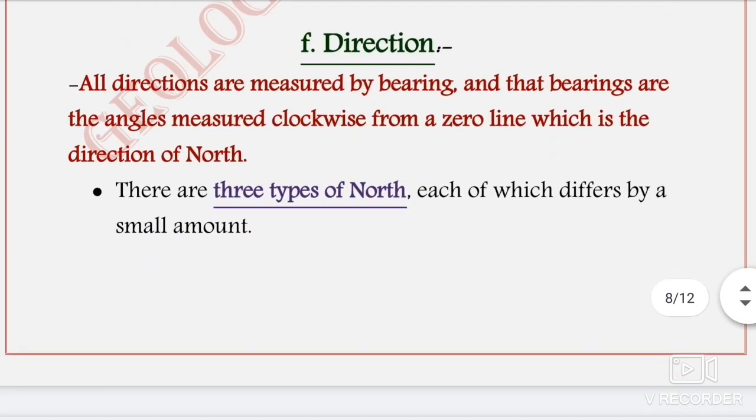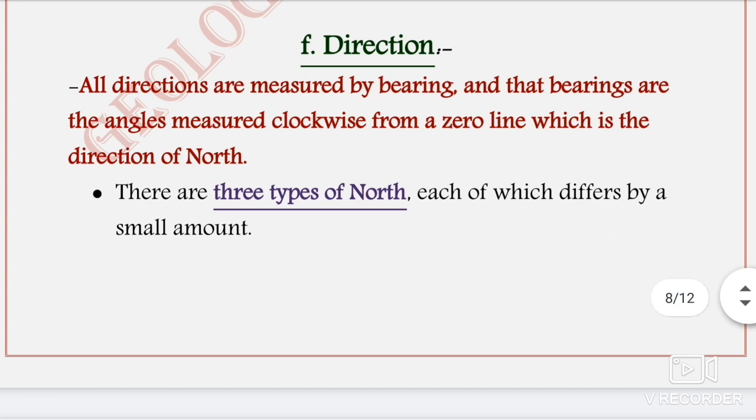Another important thing for the map is the directions. It's very important to identify in which direction the observer is, or in which direction the object is. Object means any rock type, any temple or any man-made feature. So all directions are measured by bearing. Okay, so what is bearing and back bearing?